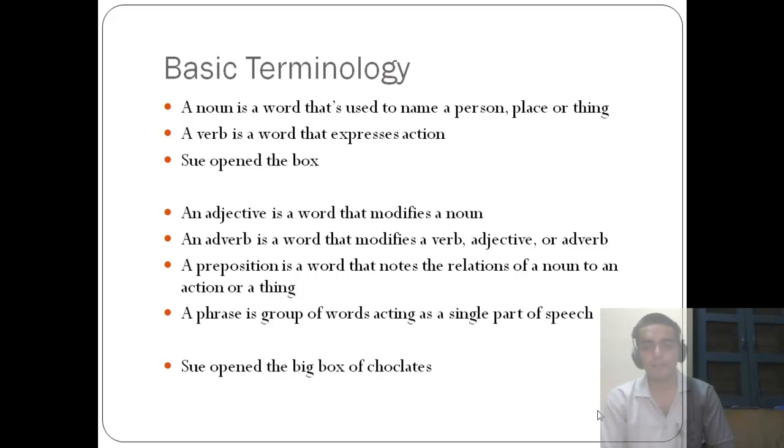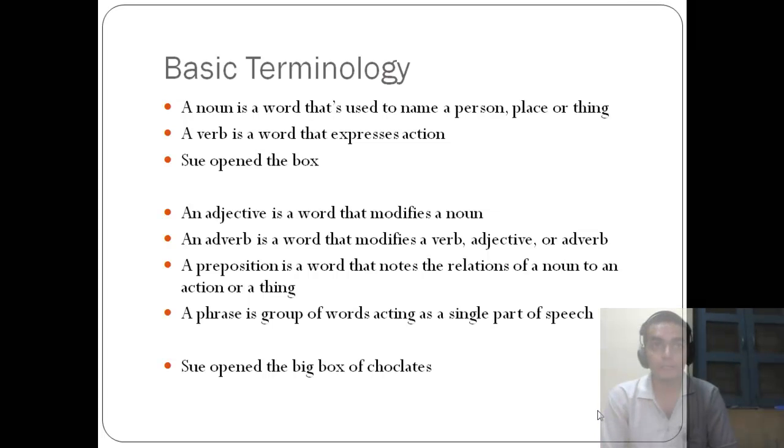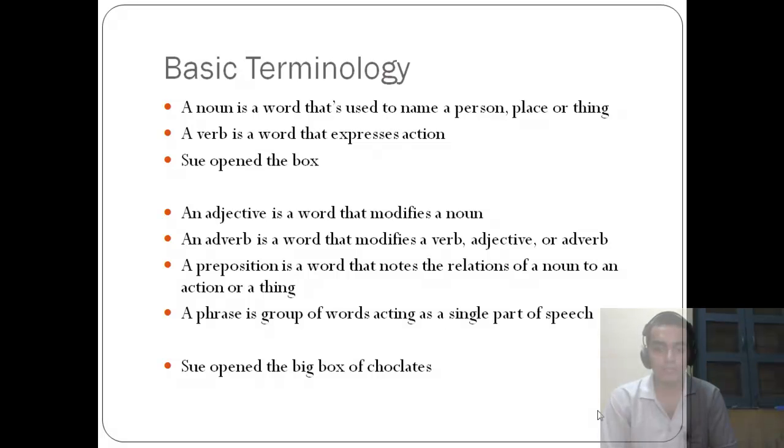Now many people are worried about what kind of grammatical knowledge they need for GMAT grammar. To solve this problem, I have divided this program into 3 levels, and the first level would not require you to have any knowledge, and the first level in itself is very effective. So you just need to know what is a noun and what is a verb. A noun is a word that's used to name a person, place or thing, as simple as that. A verb is a word that expresses action. So in "Sue opened the box," opened is the verb, Sue and the box are the nouns.